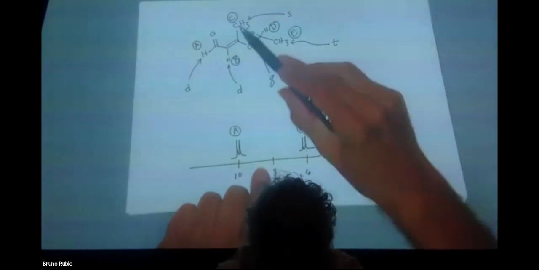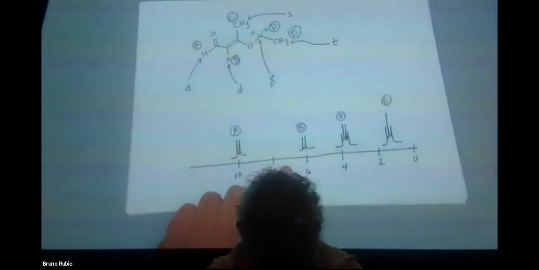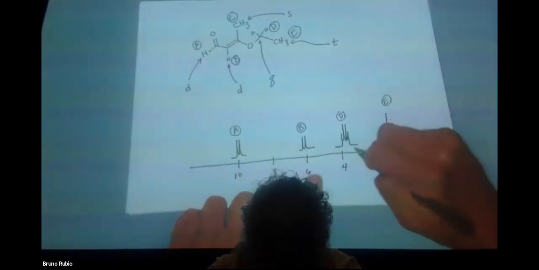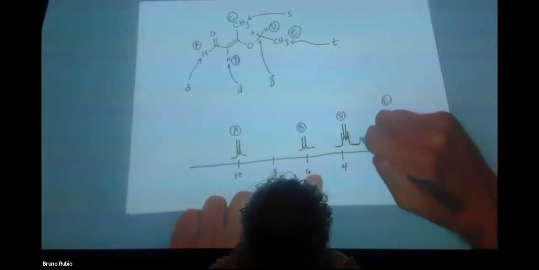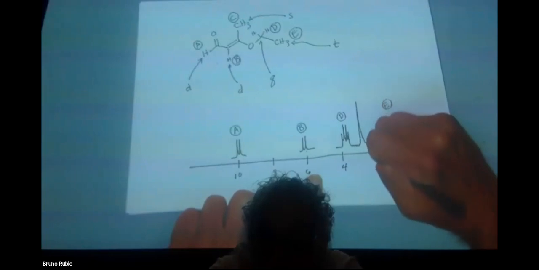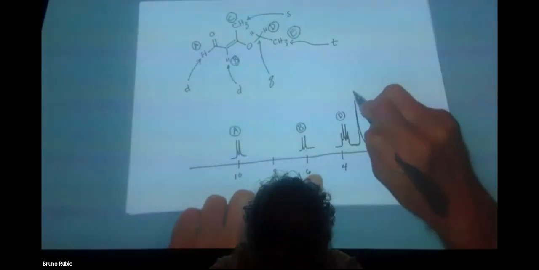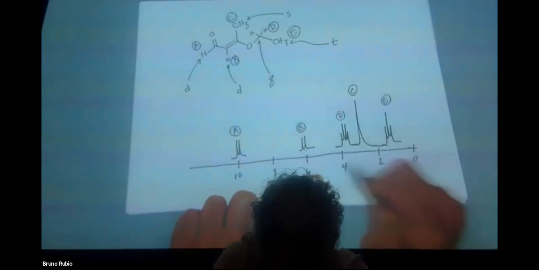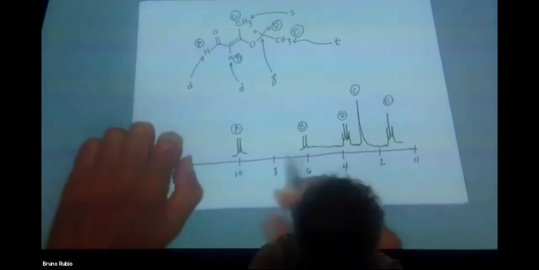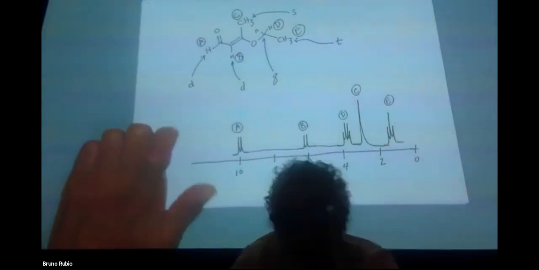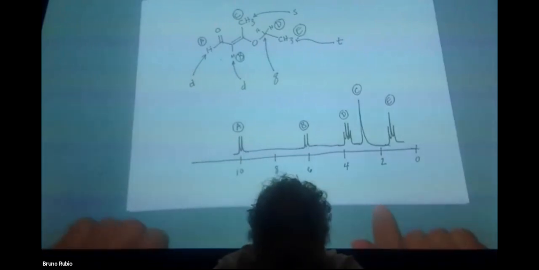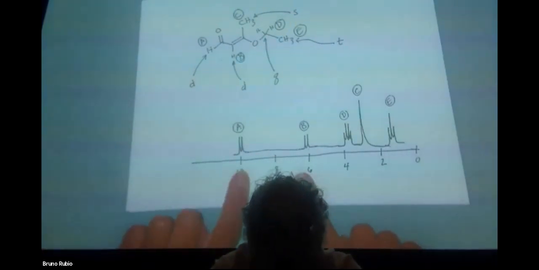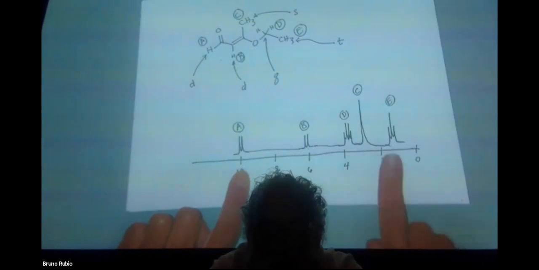And now this guy here, according to my table, is somewhere in the 2s. So I'm going to have a 3 hydrogen singlet over here in the 2s. That's the C proton. And so that would be my sketch of the NMR spectrum of this compound. So it's 2 doublets, a quartet, a singlet, and a triplet.